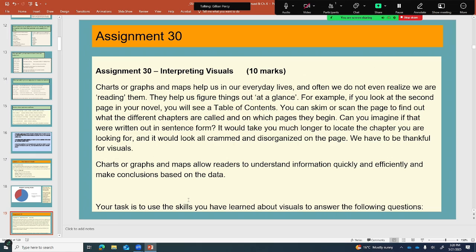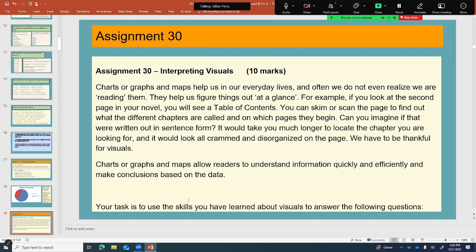Let me see here. If you look at the second page in your novel, you will see a table of contents. You can skim or scan the page to find out what the different chapters are called and on which pages they begin. Can you imagine if that were written out in sentence form, like, go to page 30 for interpreting visuals? It would take you much longer to locate the chapter you're looking for, and it would probably be all crammed and disorganized on the page. So we have to be thankful for visuals. They really often are easier to read.